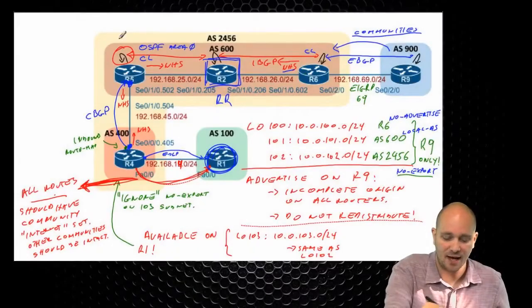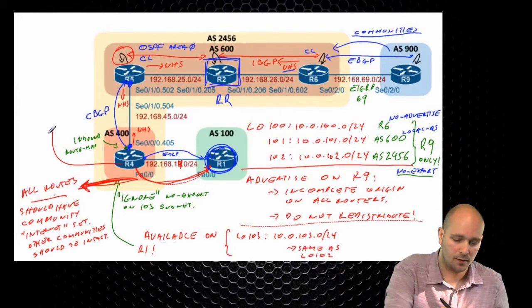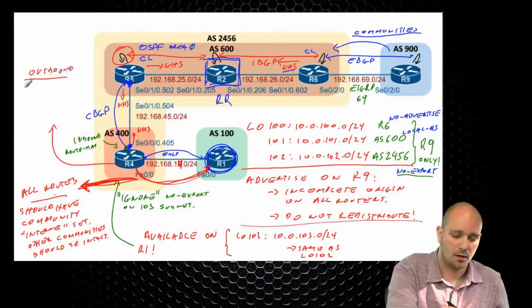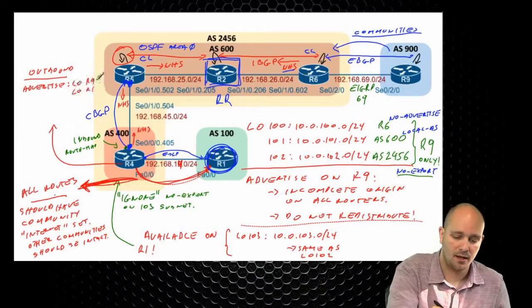Let's modify this outbound filter here. So this filter here that we have on R4, I want it to be configured so in the outbound direction, advertise loopback 0 of R9, loopback 0 of R1, and for that use a prefix list.